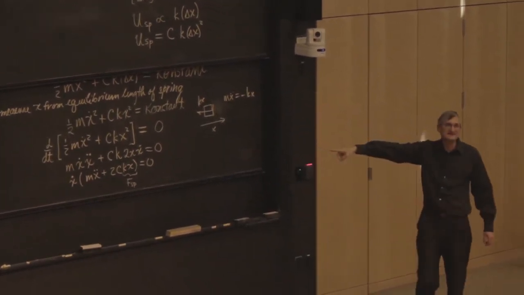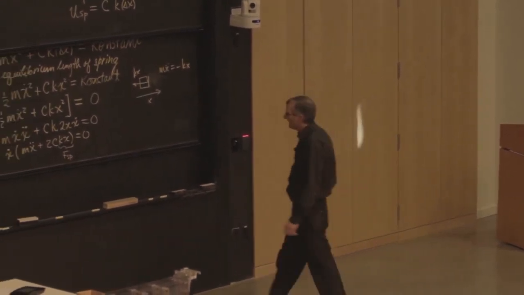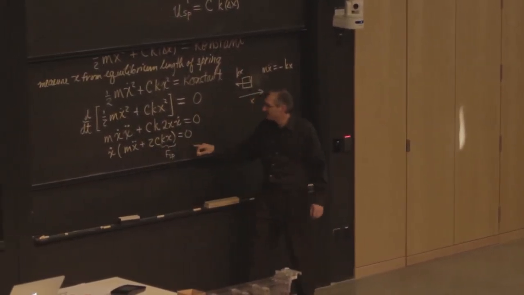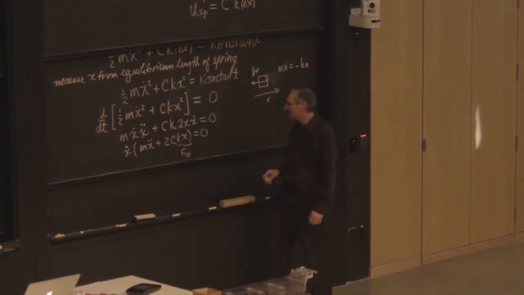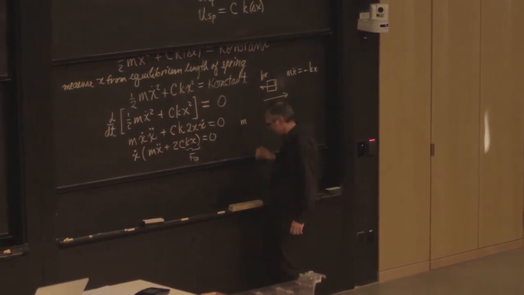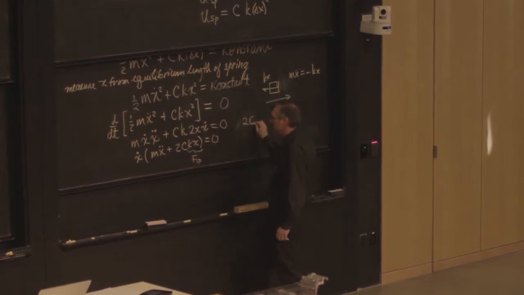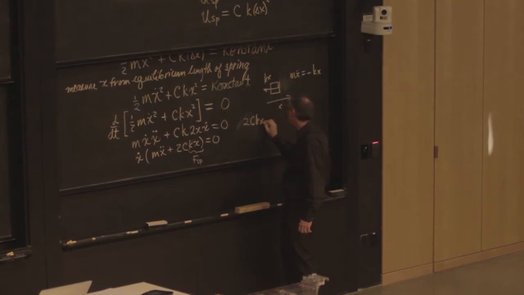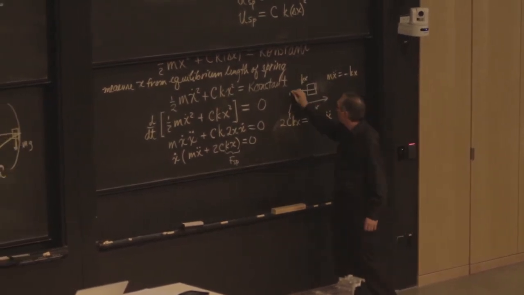So in order for this to be 0, what must c be? Okay, in order for this whole thing to be 0, I can't count on x dot. Only once can I count on that. Therefore, the stuff inside has to be 0. Therefore, 2ckx has to be equal to minus m x double dot. And this, therefore, has to be what value? 1/2.